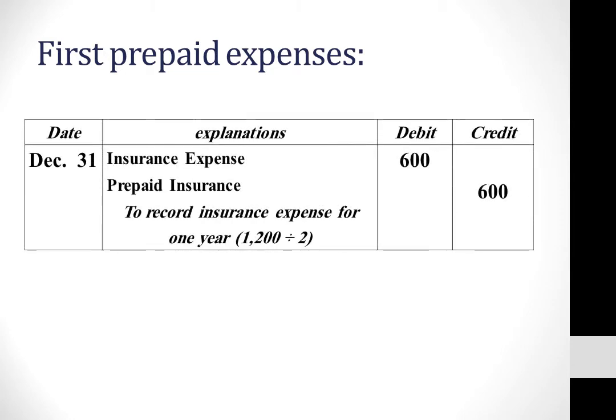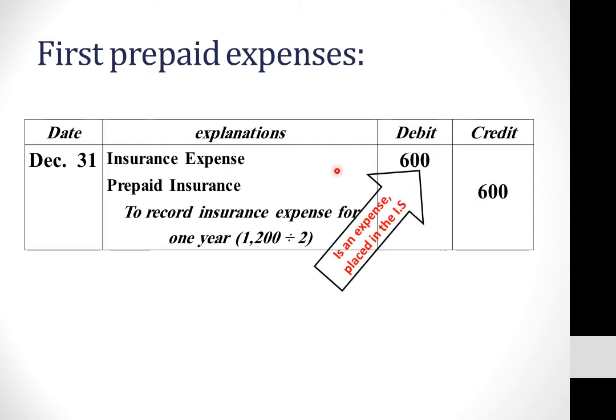Here is the adjusting entry. Insurance expense in the debit for 600. Why 600? Half of 1200, 1200 divided by 2, because the insurance expense that belongs to 2019 is only half the amount paid. And prepaid insurance, which is an asset, will be placed in the credit side because it will decrease by the amount consumed in 2019.